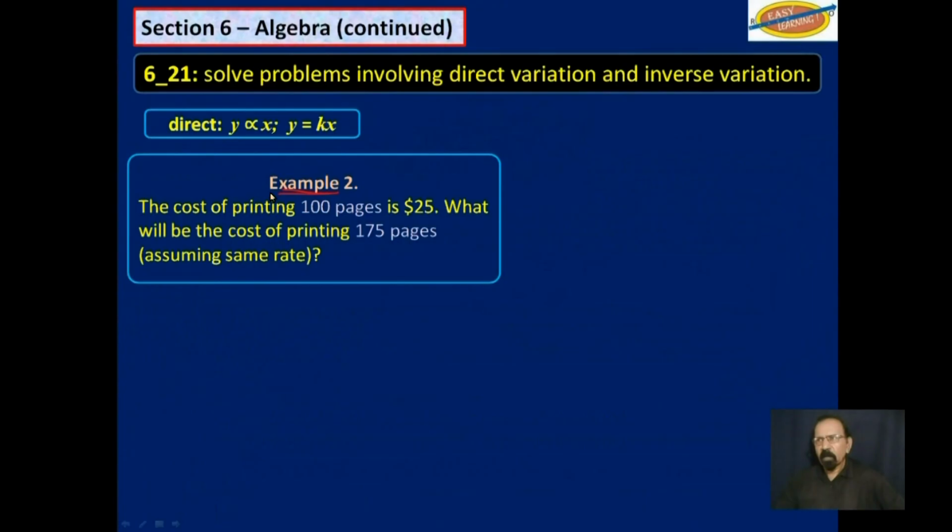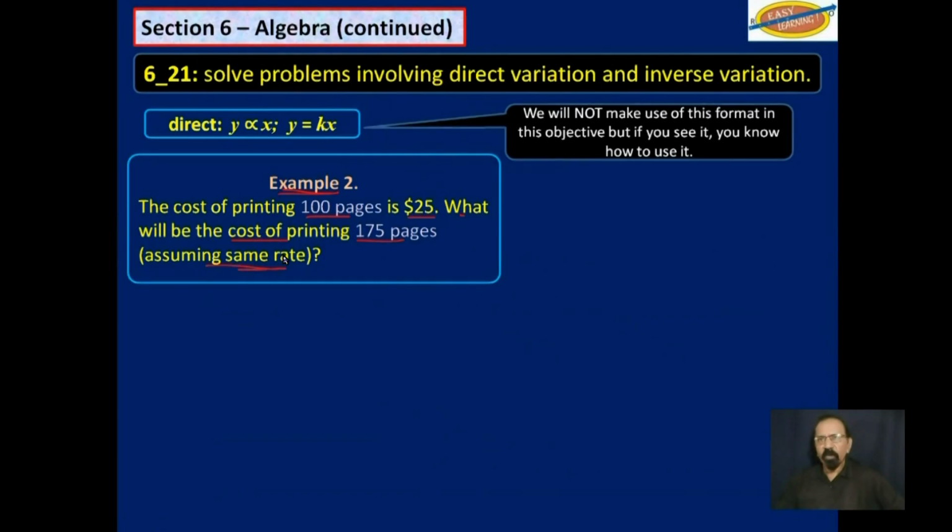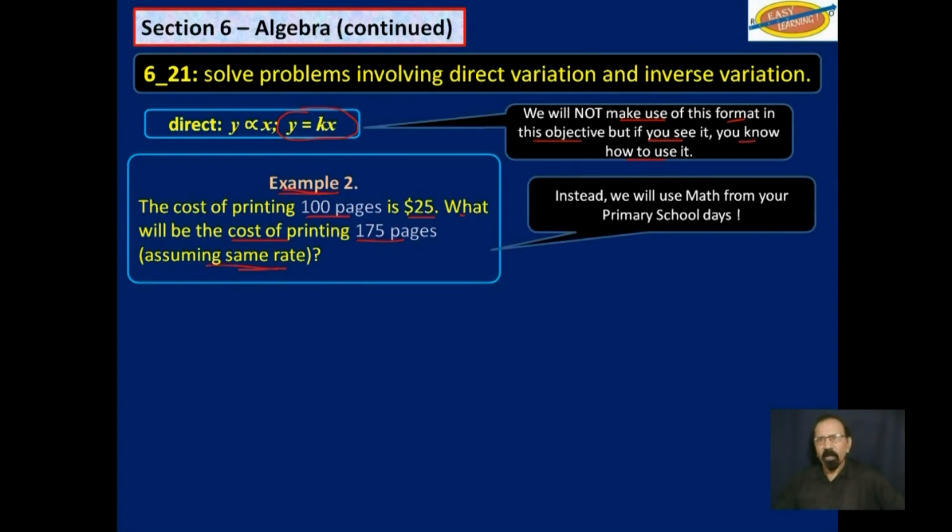Question 2. The cost of printing 100 pages is $25. What will be the cost of printing 175 pages? Assume the same rate. So as I said, we will not make use of this format on the left here, though of course we are, but we are using it transparently. But if you see that format, you know how to use it. Instead, we will use math from your primary school days where you were actually using that format without knowing it.